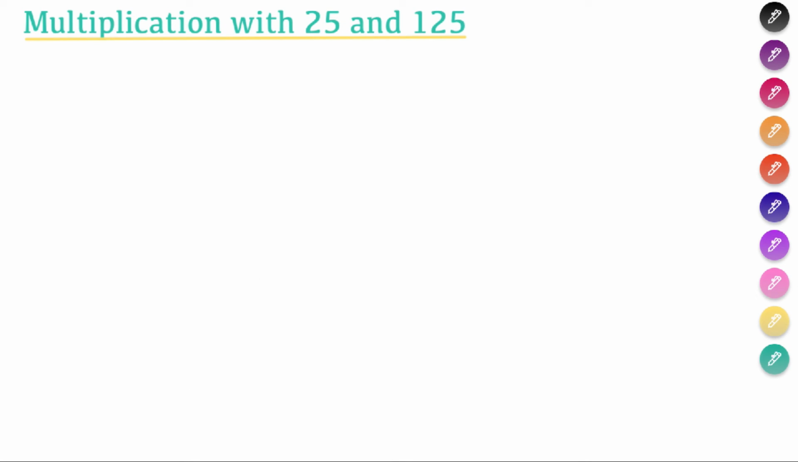So in this particular part we'll discuss how we multiply a number with 25 and 125. Let us start with 25. Now, can we write 25 as 100 by 4? Can we write that? I hope everyone agrees over here. So keeping that in mind, let us try to multiply a number with 25. Suppose we have to multiply 48 into 25.